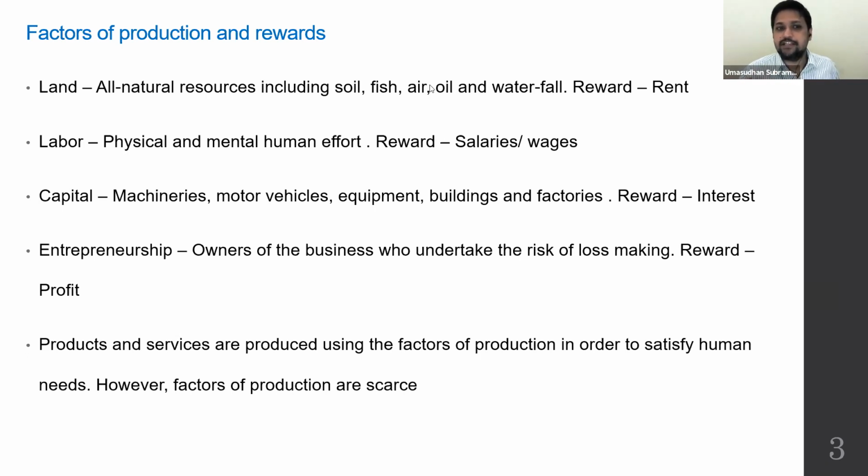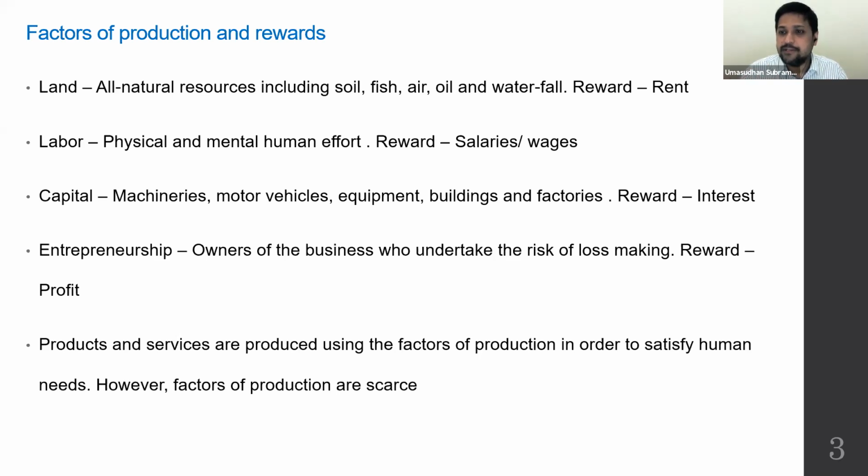Labor is the physical and mental human effort, which is the human capital, human resources. We know about them. The reward for that is salaries or wages. And then capital, there is always a confusion between land and capital. So you've got to be careful here.